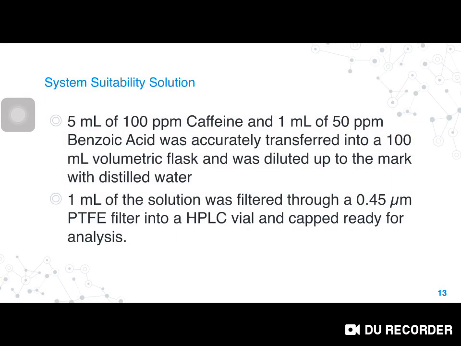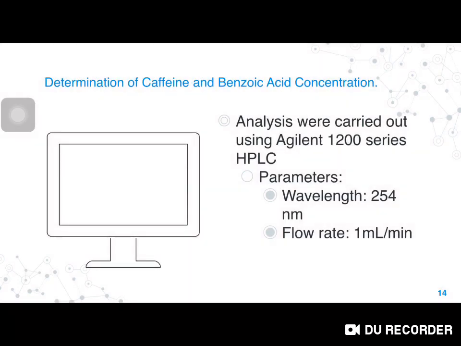For the system suitability, 5 ml of 100 ppm caffeine was mixed with 1 ml of 50 ppm benzoic acid in a 100 ml flask and then diluted to the mark. Transfer to an HPLC vial using a syringe filter. Analysis will be carried out using the Agilent 1200 series HPLC. The set parameters are 254 nanometers and 1 ml per minute.